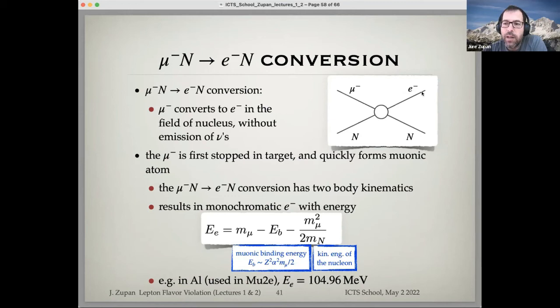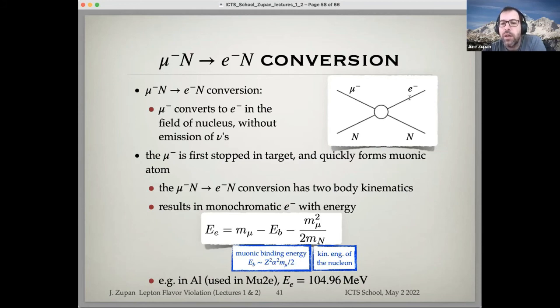And while on the right-hand side, I have a kicked nucleus with the rest of the atom and an electron. So it's basically a two-body kinematics where the energy of the electron going out is the muon mass minus the binding energy. No? So that was basically the initial state, no? Mu minus the binding energy, and then minus the kinetic energy of the nucleon.